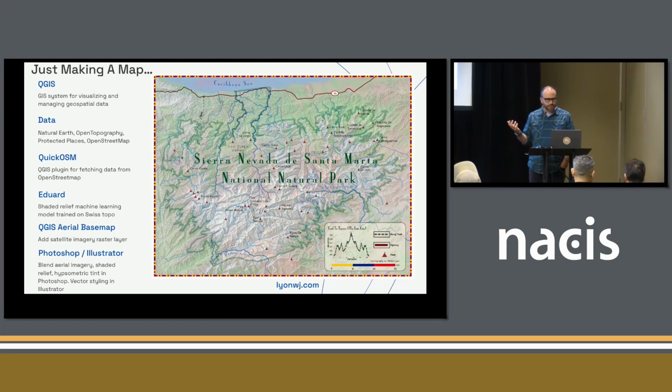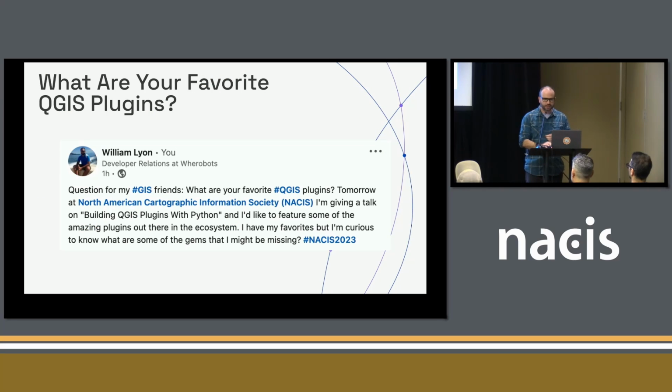I used Eduard, which is this shaded relief machine learning model that I think Bernie Jenny released last year at NACIS. So it's this machine learning model that's trained on like hand-drawn Swiss topo. So you give it a DEM and you then get a raster of what looks like hand-drawn shaded relief. Pretty amazing. And then I used another QGIS plugin to get like satellite imagery, blended that in Photoshop, and used Illustrator to kind of work with vector styling. So there's a lot of different pieces here, and they all kind of have to work together. So those are kind of an idea of what are some of the QGIS plugins that we can use.